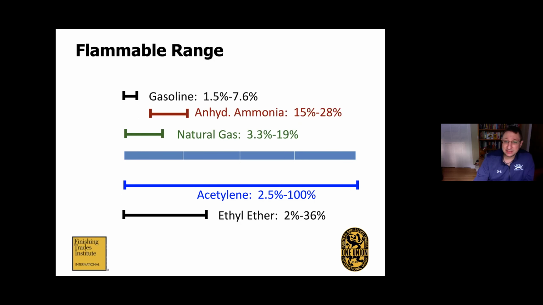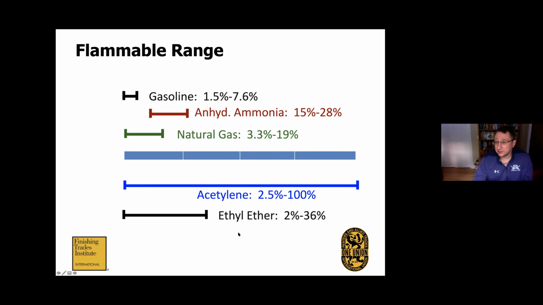These are just some different examples of flammable ranges that can vary widely. Gasoline is 1.5 to 7.6. And we've got something like acetylene, which has got a humongous flammable range, 2.5 to 100%. So this is a giant flammable range.